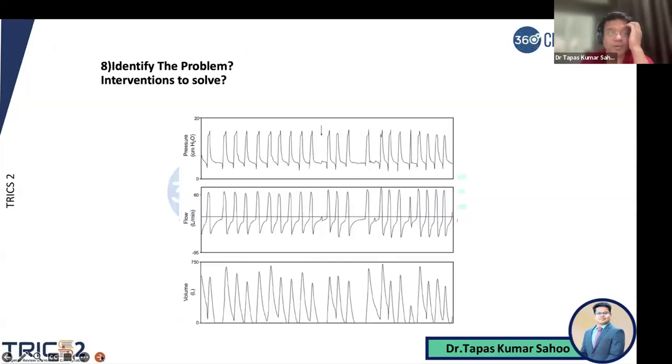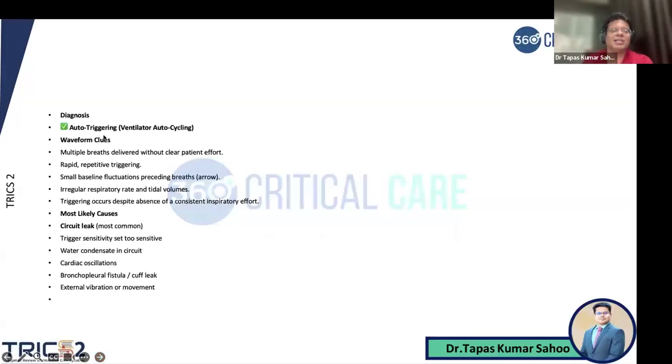Question number 8, identify the problem and what would be your intervention to solve it. What is happening here? Anyone? Okay. Now the diagnosis here is auto triggering. The ventilator is auto cycling. And what are the waveform clues? Multiple breaths are delivered without clear patient effort. Rapid, repetitive triggering and small baseline fluctuation preceding the breaths. Irregular respiratory rate and tidal volume, and triggering occurring despite absence of a consistent inspiratory effort. Most likely, circuit leak is the most common cause.